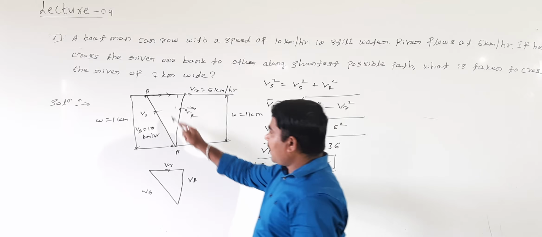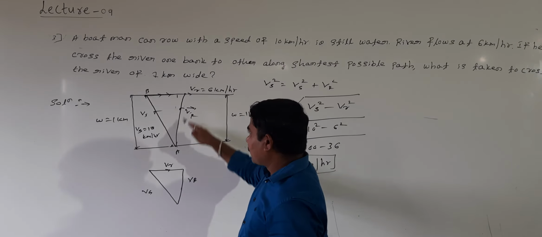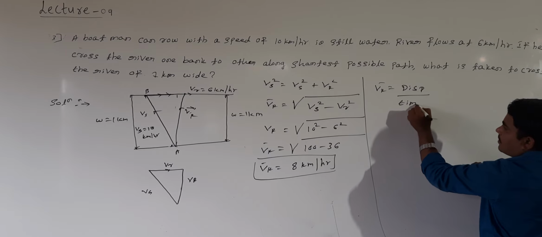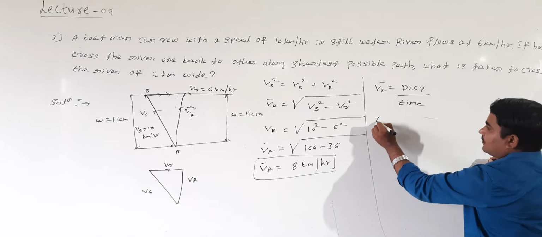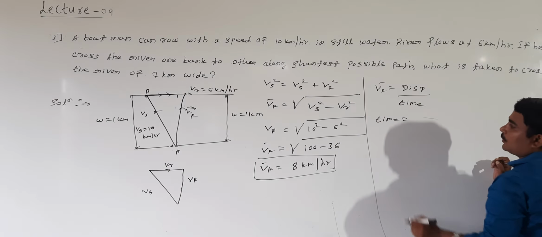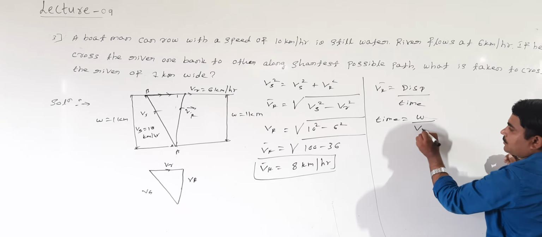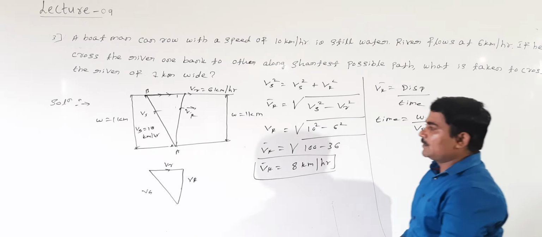Then, to cross from A to B, how much time is taken due to this velocity? What is the width? We know that speed equals displacement divided by time. So time equals displacement divided by speed. Displacement here means the width W, because he goes from this point to this point, the initial position and the final position.